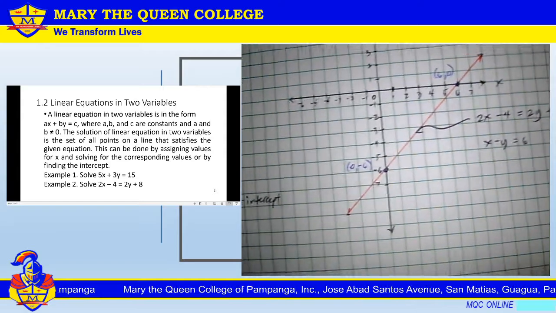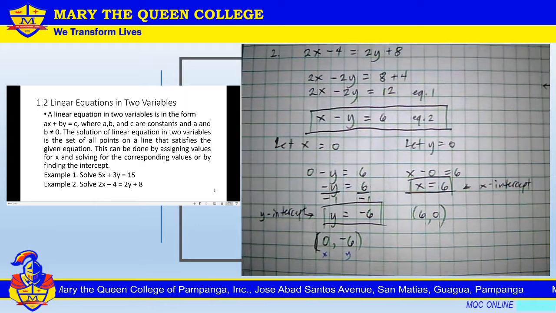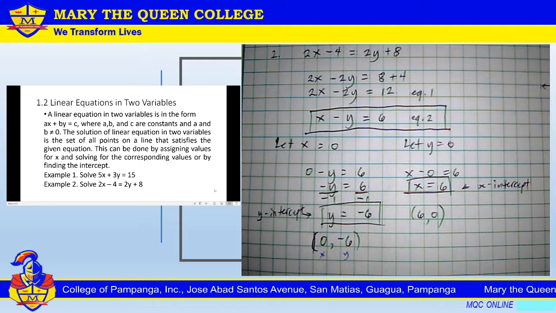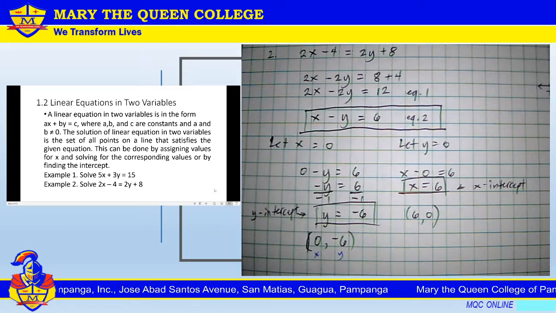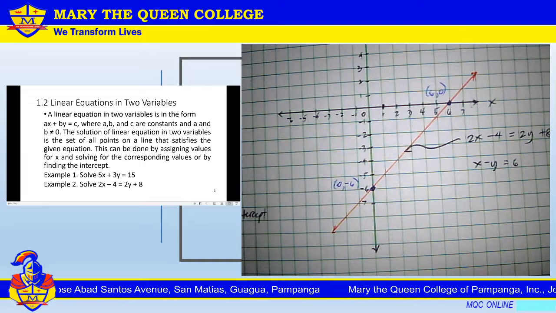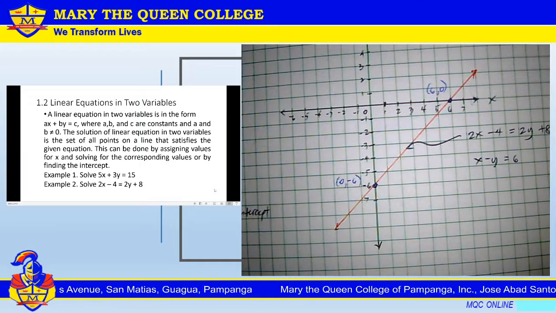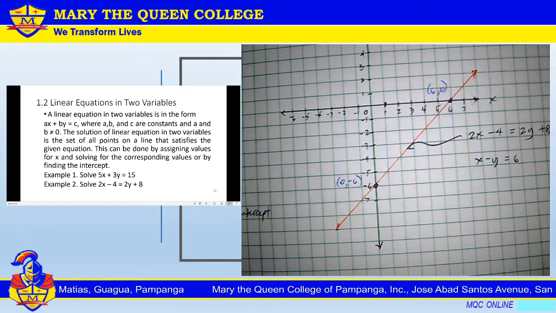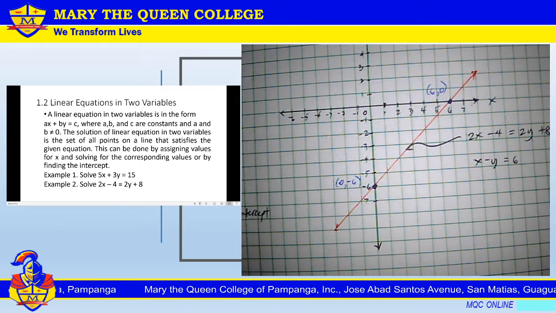So that's how simple we can create the graph of a linear equation. Recalling the steps: simplify the linear equation, then determine the x and y intercepts. Let x be 0, then y be equal to 0 to determine the set of ordered pairs. Then create a Cartesian plane, plot the points, connect the points, and that's it. So that's how simple we can graph a linear equation in two variables. So let's have more examples here.